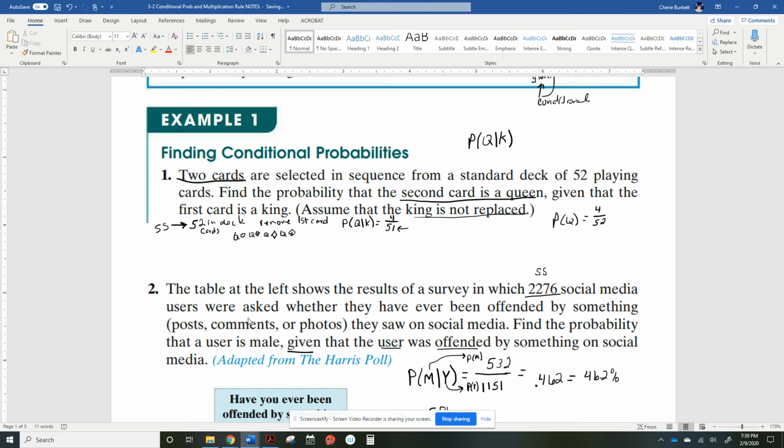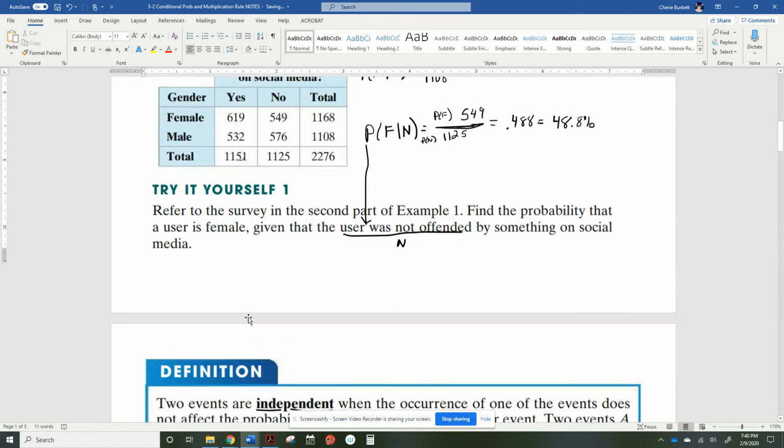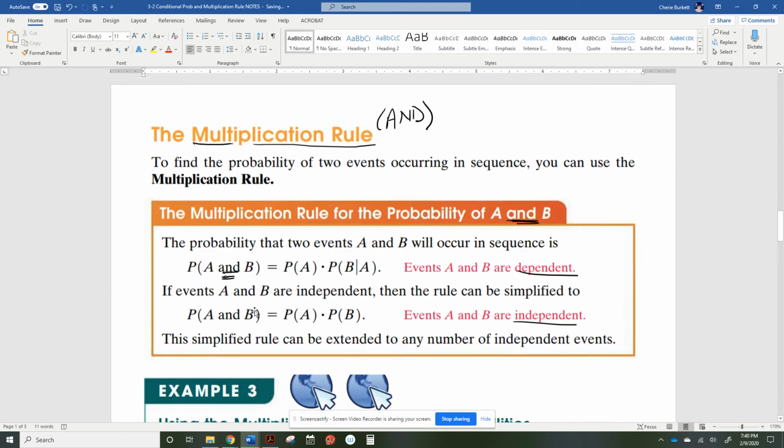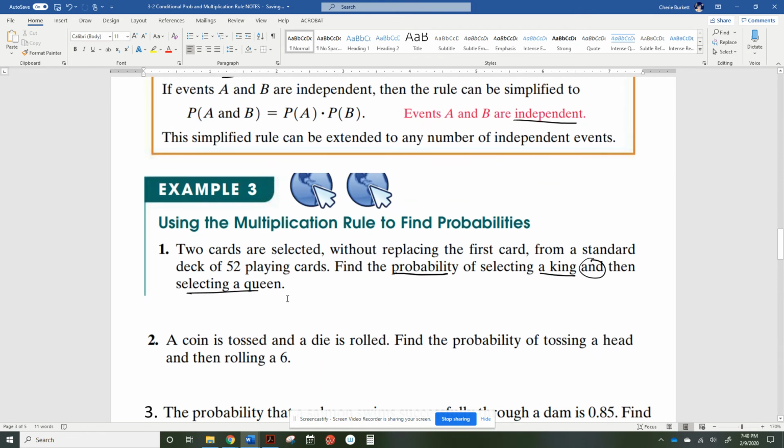Nowhere in there does it say king and queen. They're not asking for the probability of that first card. They just told us that it happened. We were only finding the probability of the second card. This one over here, we're finding the probability of both cards. The probability of the first one was a king, and then the second one was a queen. That's a different problem. Students miss that sometimes.